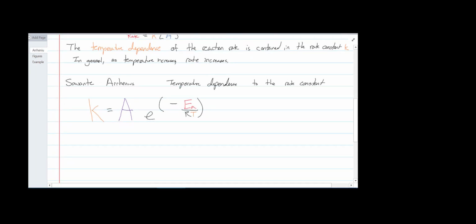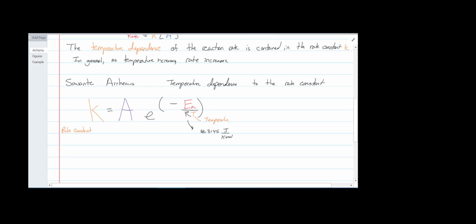So what are the factors? Obviously, K is the rate constant. And T, of course, is temperature. R is R, and R, in this case, would be 8.3145 joules per kelvin mole, because we don't have liters, we don't have atmospheres.